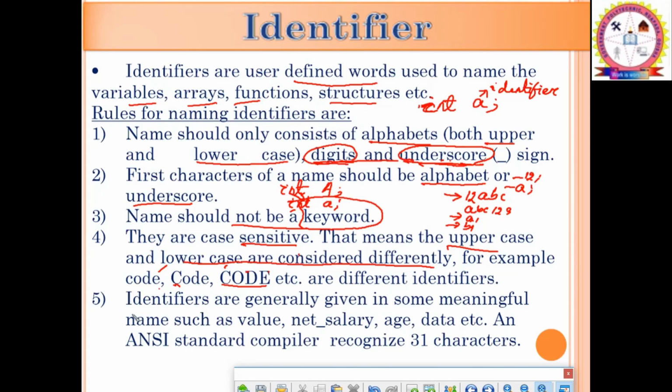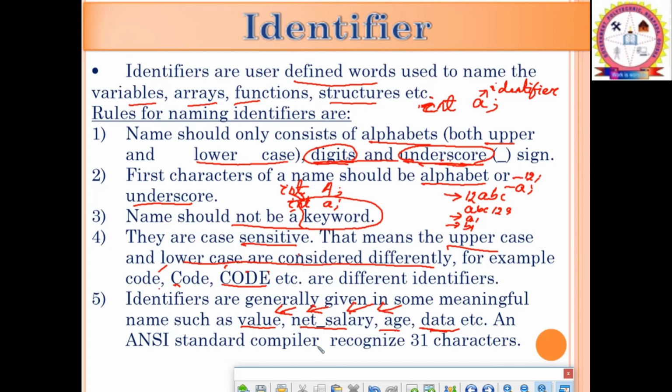The fifth one: identifiers are generally given meaningful names, such as value, net salary, age, data, etc. When giving the name of an identifier, we can give a meaningful name so that it will be understood by other users or other programmers.